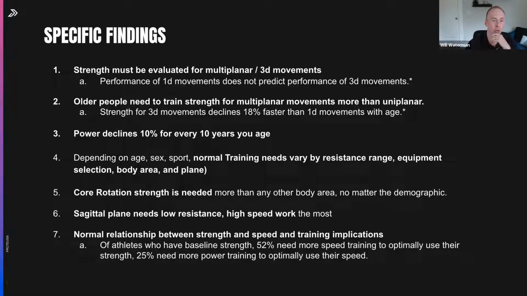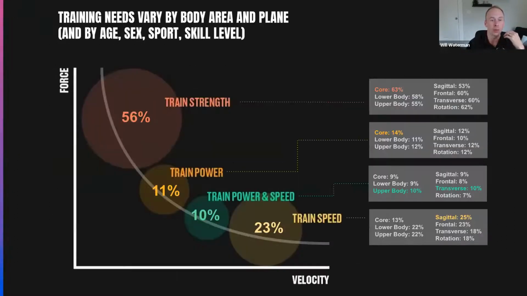We found some really, really interesting things. We found that in general, strength really needs to be evaluated as being under-evaluated in multiplanar movements. We see that power is declining almost 10% per 10 years of age. So for those of you working with an aging population, we're seeing that our data backs up what's been done in isokinetic research and other research that shows that power decreases roughly 10% per decade of age, but luckily that is very, very trainable.